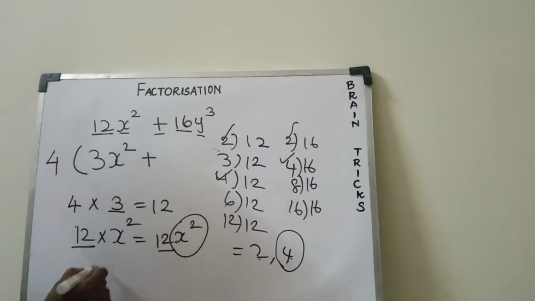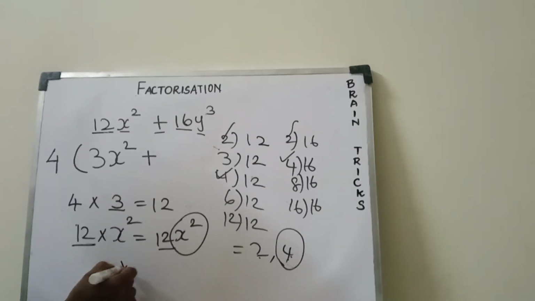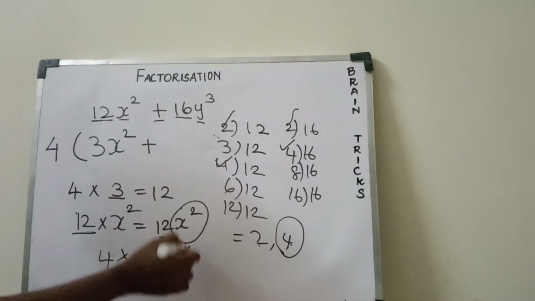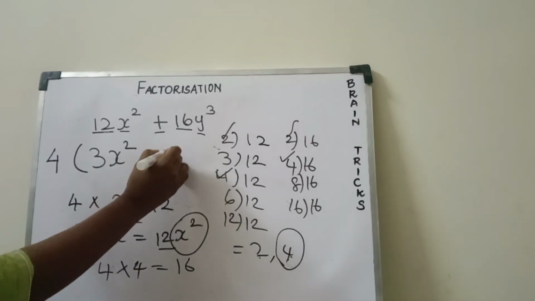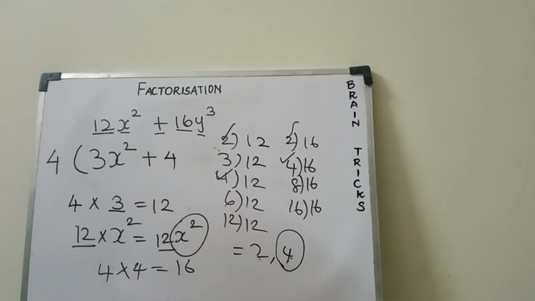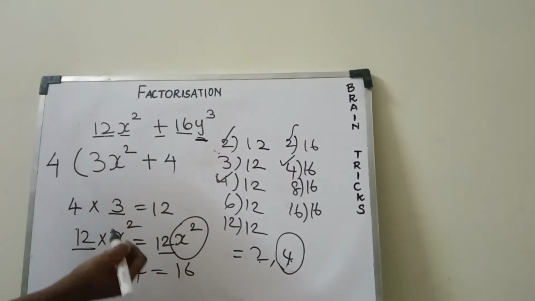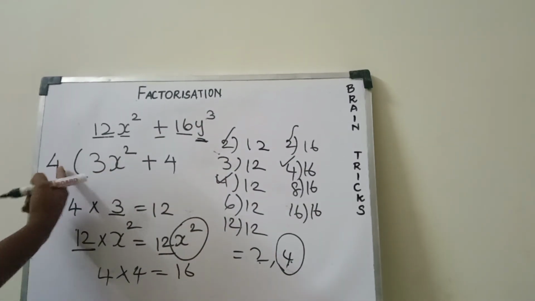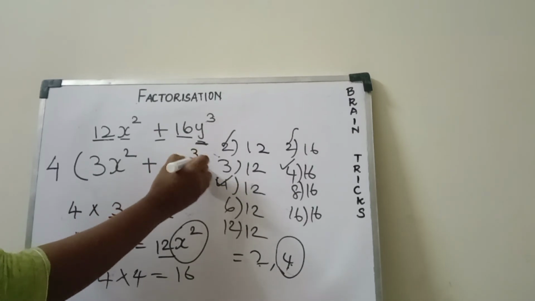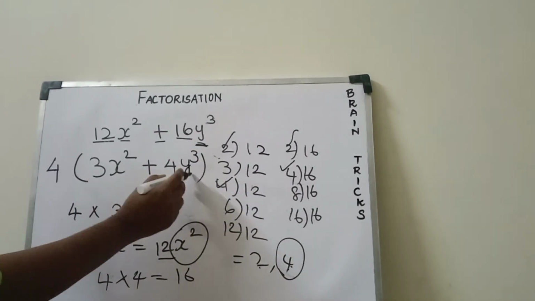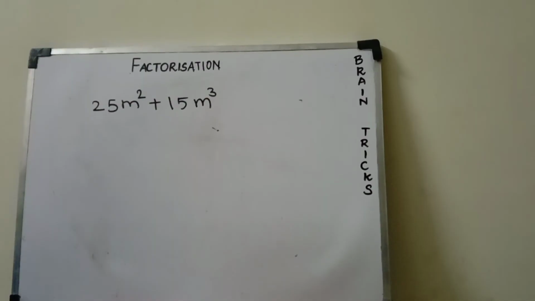Next, what number I have to multiply with 4 to get the number 16? 4 4s are 16. So I am just writing 4. Clear? Next move on to the variable part. Here I have y power 3. There is no y power 3 as a common factor. So I am just writing y power 3. So this is the factor of this term.